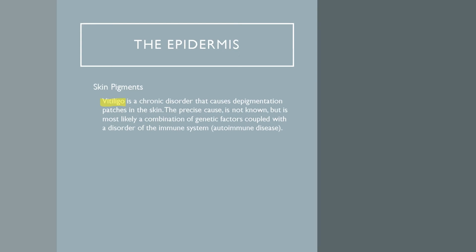Vitiligo is the partial or complete loss of melanocytes from patches of skin that produce irregular white spots. Now, the loss of melanocytes may be related to an immune system malfunction, and this is where the antibodies actually attack the melanocytes.